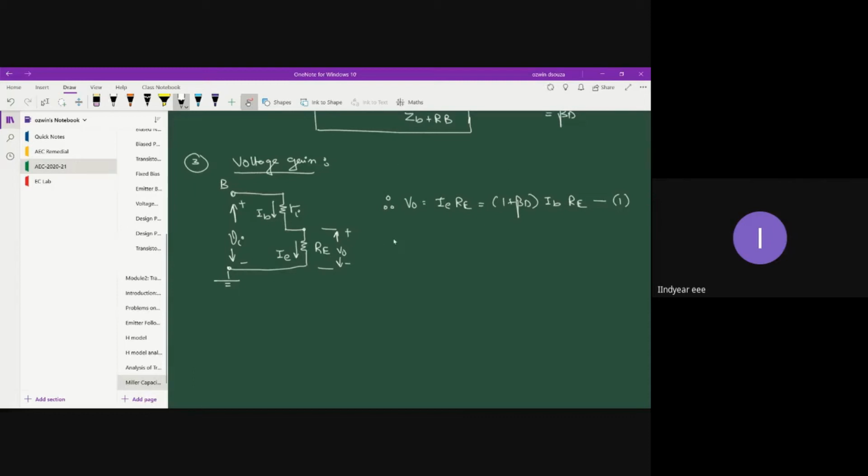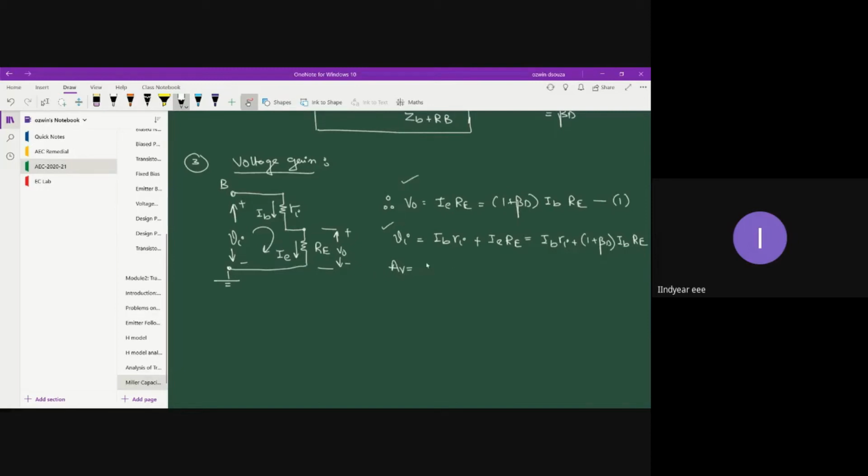Then on the input side, you can apply KVL. So what do you get? VI is equal to IB into RI plus IE into RE, which is equal to IB into RI plus IE, let's write it as 1 plus beta D times IB into RE. Or you can even use voltage gain expression, because you have V naught and you have VI.